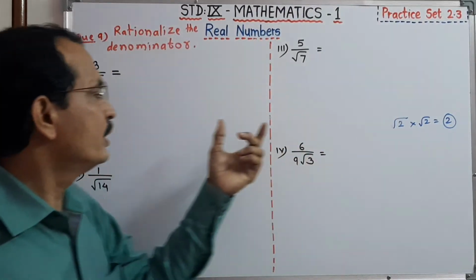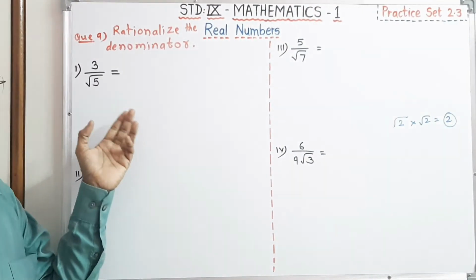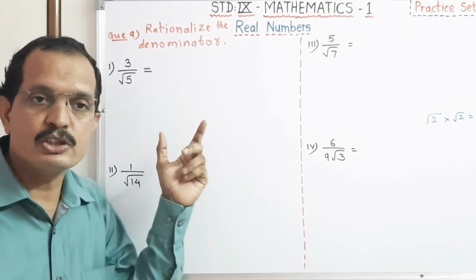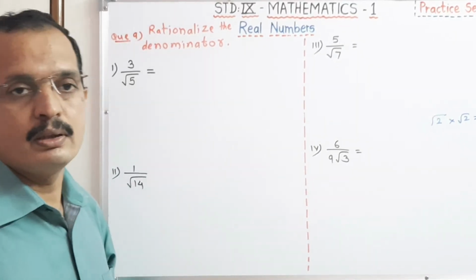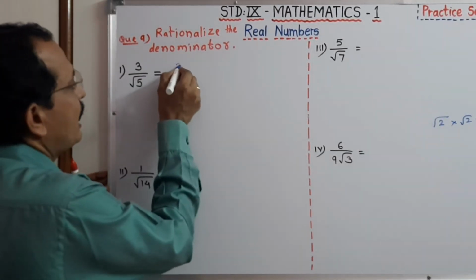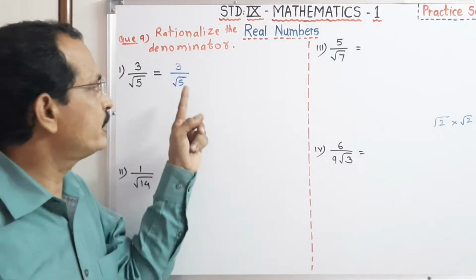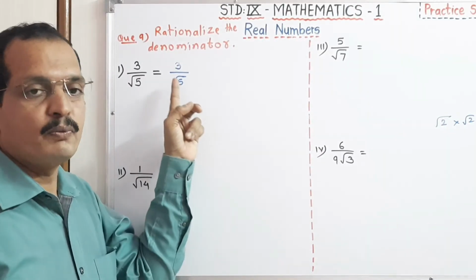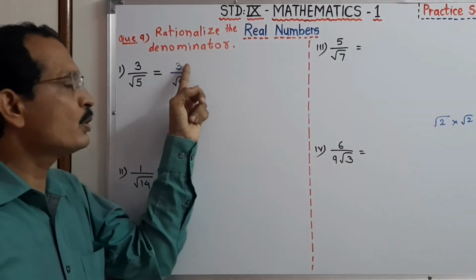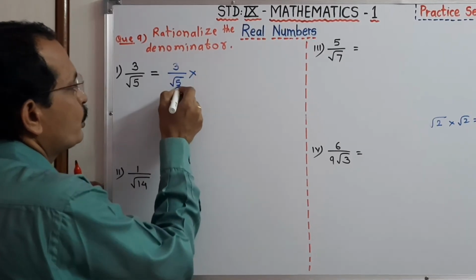Now see here, this root 5 we have to convert into a rational number. That means we have to multiply this root 5 by a specific number. After multiplication by that number, the answer will be a rational number. And for that purpose, what we have to do? See here, if I write here 3 upon root 5, we have to multiply this root 5 by a number. But when we multiply this root 5 with a number, we must also multiply the 3. Therefore, we have to write here root 3 upon root 5.